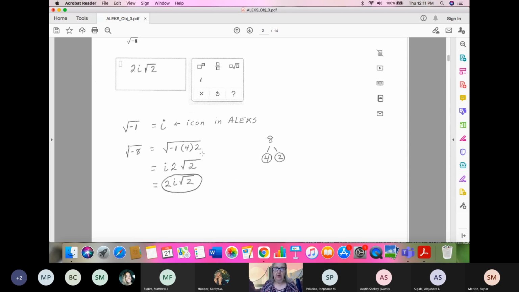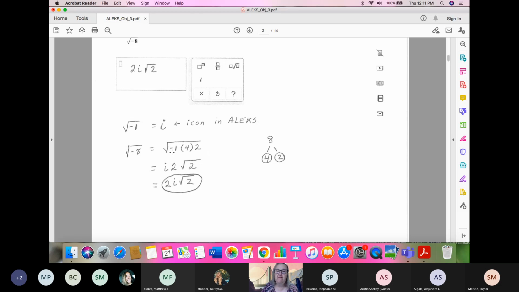So what does that mean? We can rewrite the square root of -8 as -1, and the roots of this factor tree are 4 and 2. 4 times 2. The square root of a product, where all of these are being multiplied together, is the product of the square roots. That means we can take the square root of the first factor times the square root of the second factor times the square root of the third factor if it's applicable.